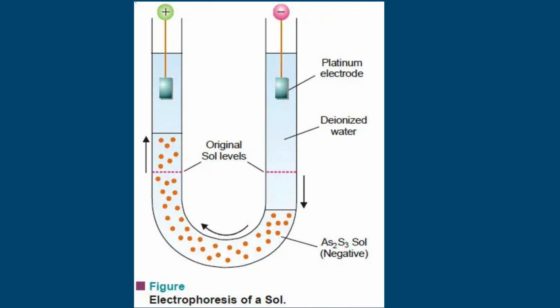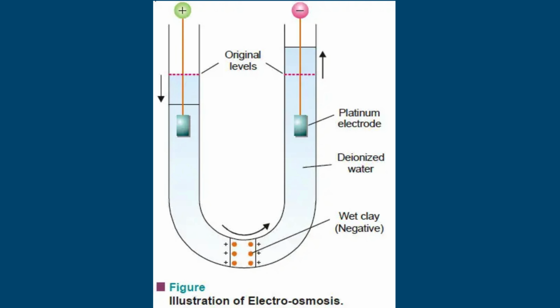When an electric field is applied, charged colloidal particles migrate toward oppositely charged electrodes in a process known as electrophoresis. This principle is widely used in analytical chemistry and biotechnology for the separation of proteins and nucleic acids. Electroosmosis, another electrokinetic phenomenon, involves the movement of the liquid medium relative to a charged surface under an applied electric field.